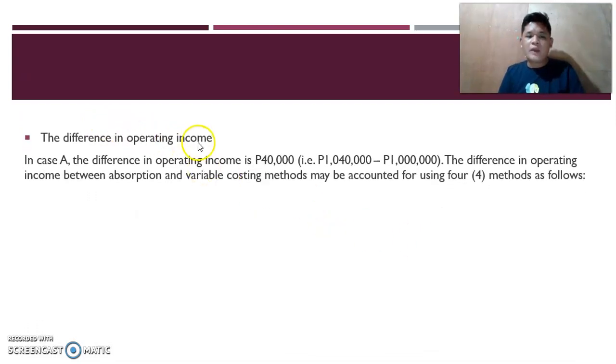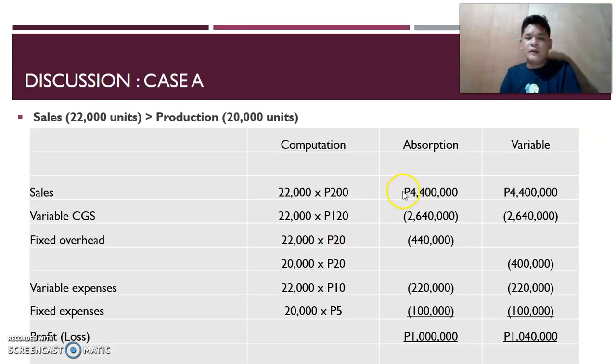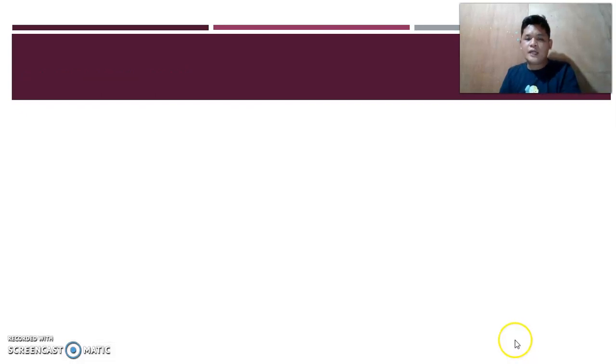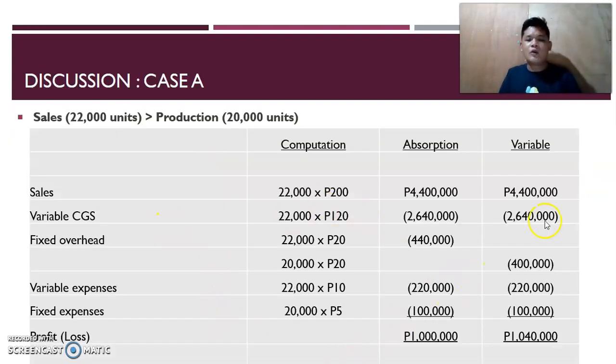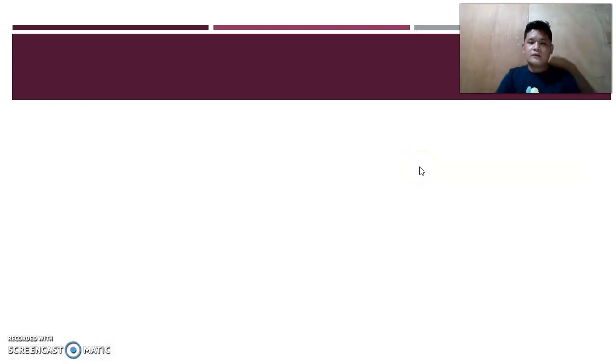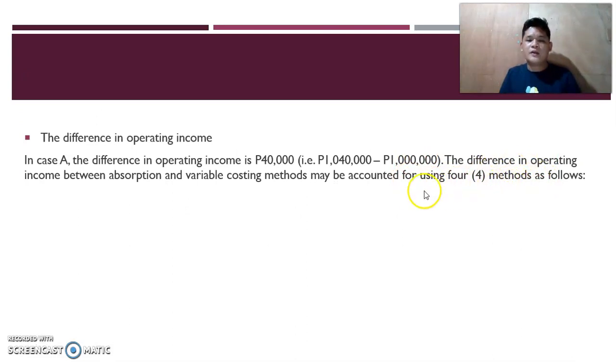Next, the difference in operating income. Di ba? May difference ang operating income under absorption at saka variable. Magkano? 40,000. So the difference in operating income in case letter A is 40,000. So that is 1,040,000 under variable costing less 1 million under absorption costing. The difference in operating income between absorption and variable costing methods may be accounted for using 4 methods as follows. So sa madaling sabi class, hindi ka na pwedeng hindi mag-compute ng ganito because may apat tayong method para makuha yung difference ng dalawa. Ito class, may apat na methods para makompute yung 40,000 na difference ng absorption at saka ng variable costing.